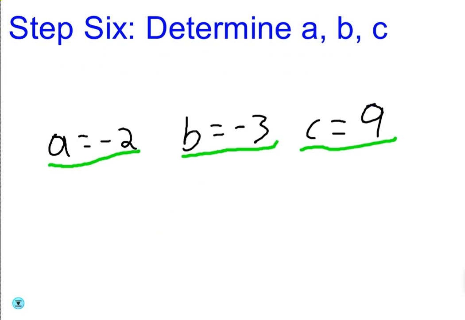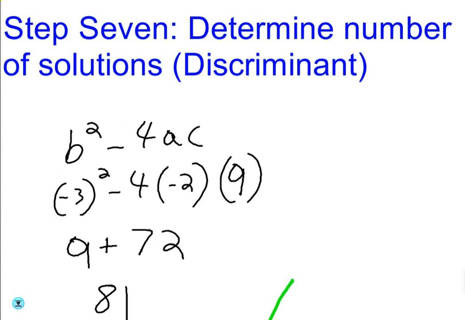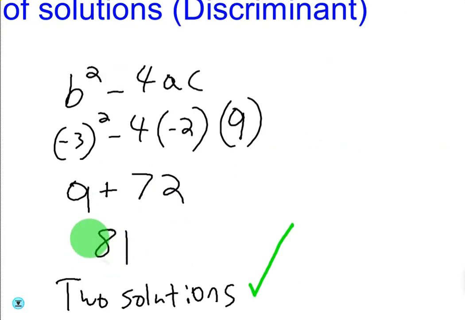We do want to figure out how many solutions it has, so we're going to plug it into the discriminant, which is b squared minus 4ac. So negative 3 squared is 9 minus 4. So you got two negatives here. It becomes positive. 4 times 2 is 8 times 9 is 72. 9 plus 72 is 81. So since the discriminant is positive, it has two solutions.